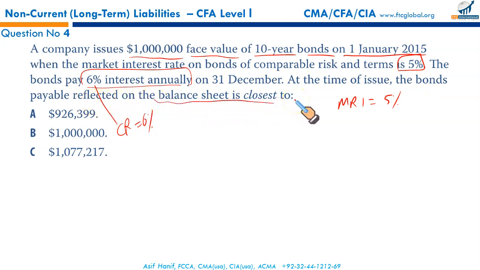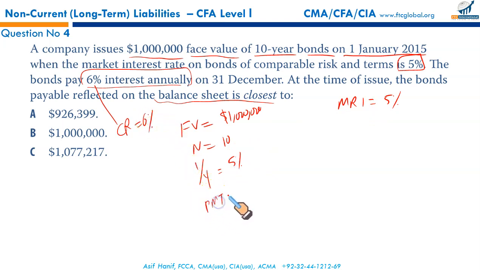At the time of issue, the bond payable reflected on the balance sheet will be valued at what? For this you will use the TVM function of your calculator. You need to enter the face value, the fair value or the redemption value of $1 million. I hope all of you have your calculators with you. N is 10. Interest rate per period, MRI, remember, not coupon. Coupon is used to calculate the payments. Remember, gentlemen, ladies, the coupon is used to calculate your interest payments. 6% of $1 million is equal to 60,000.